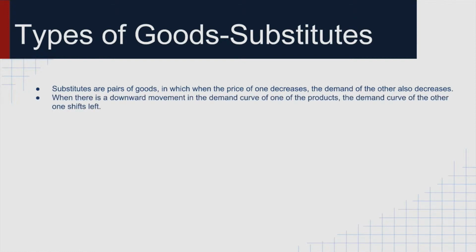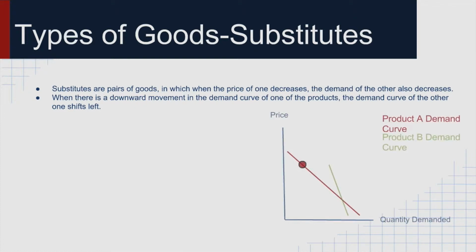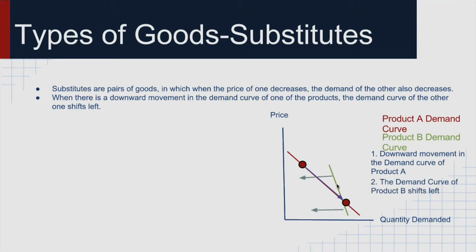When there's a downward movement in the demand curve of one of the products, the demand curve of the other product will shift left. This is demonstrated in the graph here. The red curve represents the first product's demand curve, and the green curve represents the second product's demand curve. A downward movement in the demand curve of product A is the movement of the first red dot to the second red dot. And this results in the demand curve of product B shifting left from the first green line to the second green line.